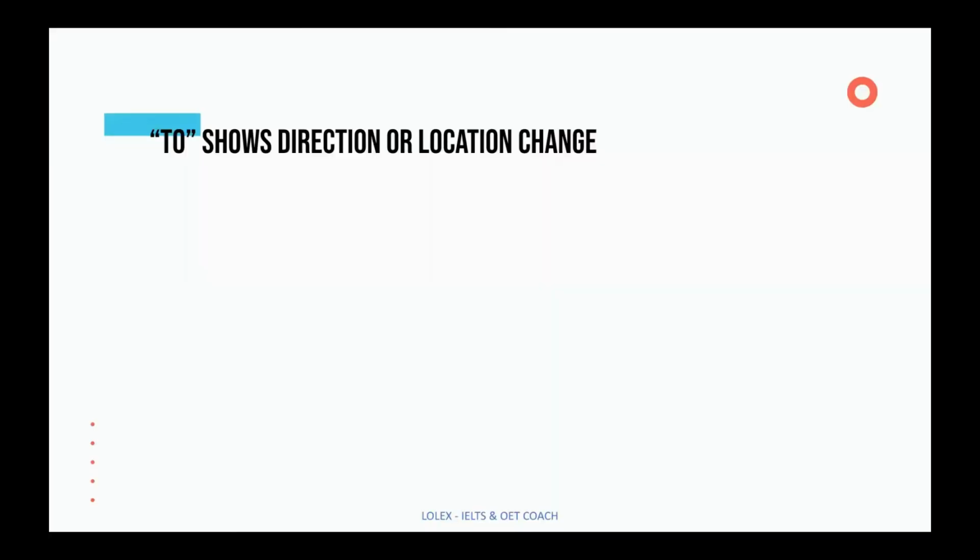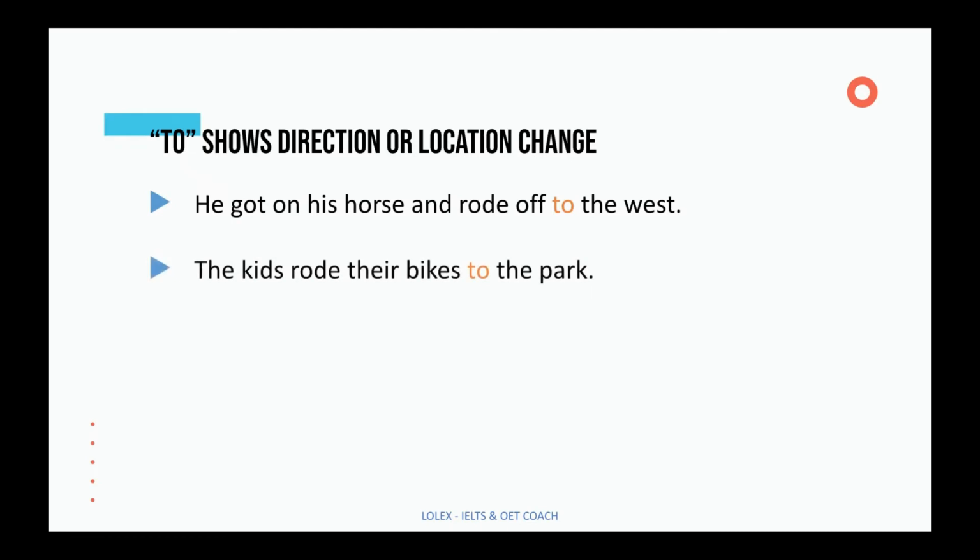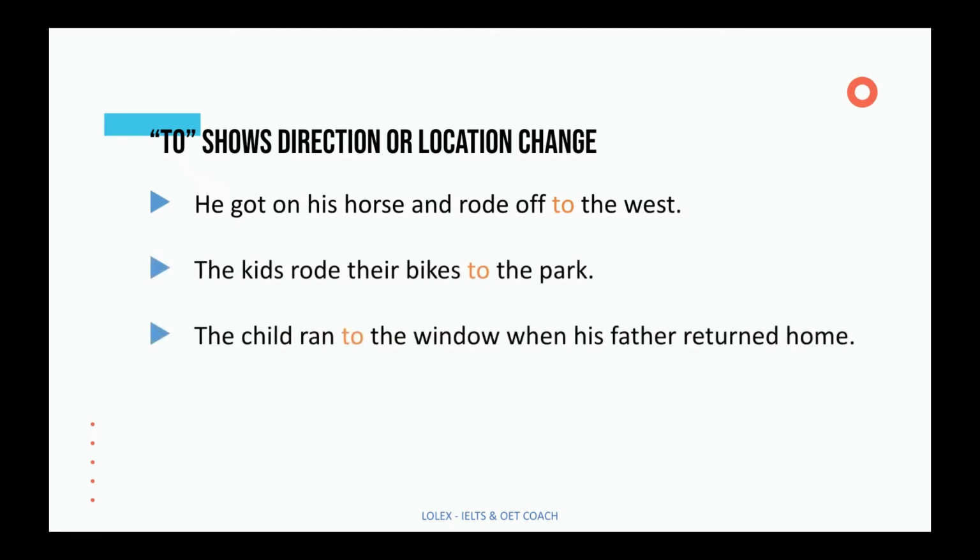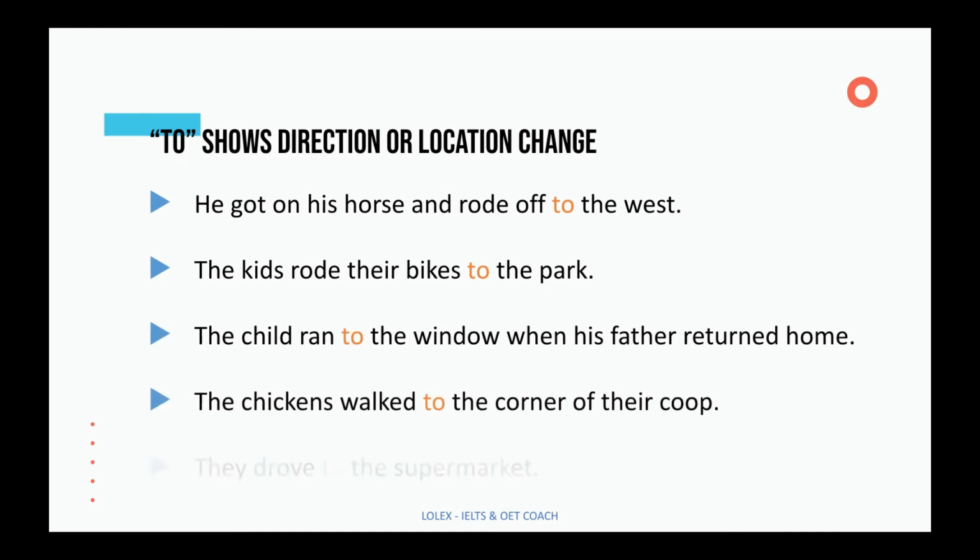To show direction or location change. Another very common way to use to is in showing direction. This is similar to a transfer, but the object or person doesn't have to have a clearly defined destination. Let's look at some examples. He got on his horse and rode off to the west. The kids rode their bikes to the park. The child ran to the window when his father returned home. The chickens walked to the corner of their coop. They drove to the supermarket.